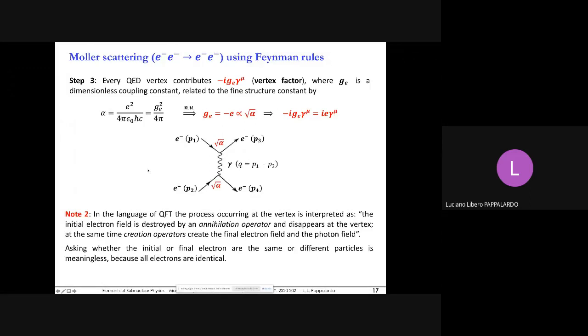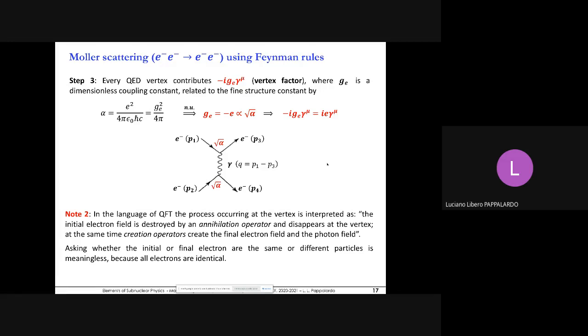And asking whether the initial and final electrons are the same or different particle is meaningless because all electrons are identical. So this is how you would interpret this process in terms of the quantum field theory language. So in terms of annihilation and creation operators. All right?